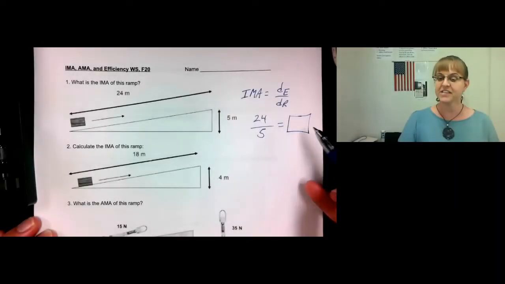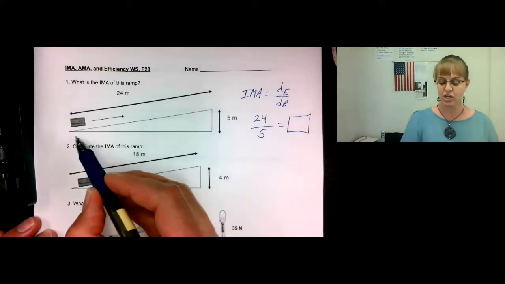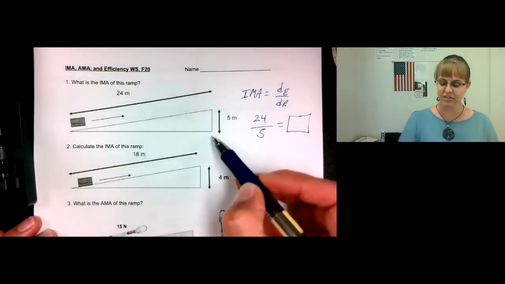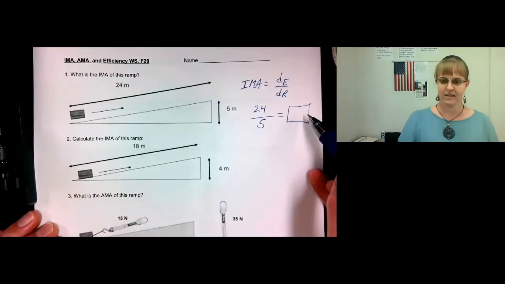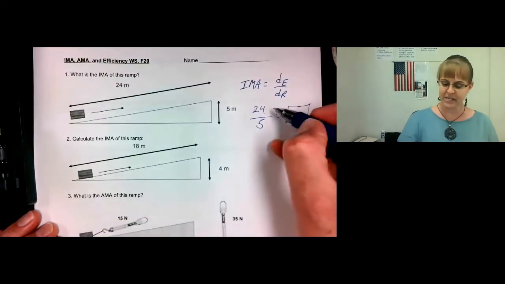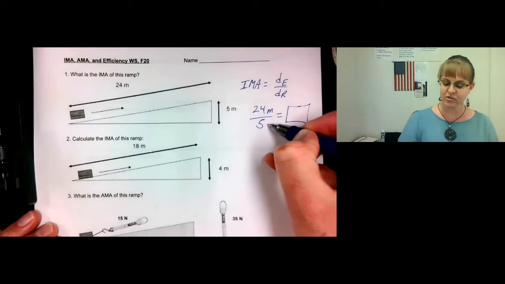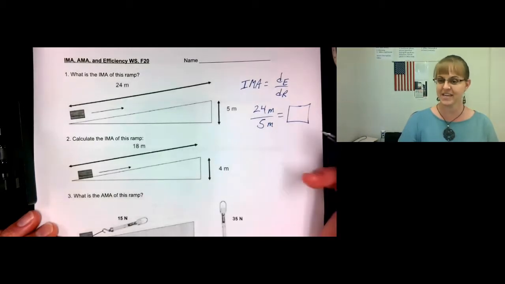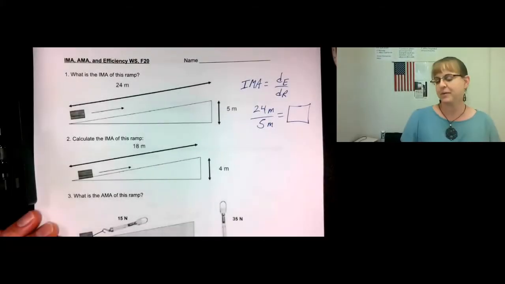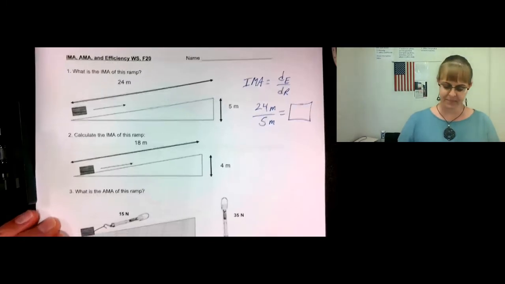By the way, this tells you how many times easier it is to lift the load using the ramp rather than lifting it straight up. It has no units because meters and meters cancel. You try number 2. It's just like number 1.